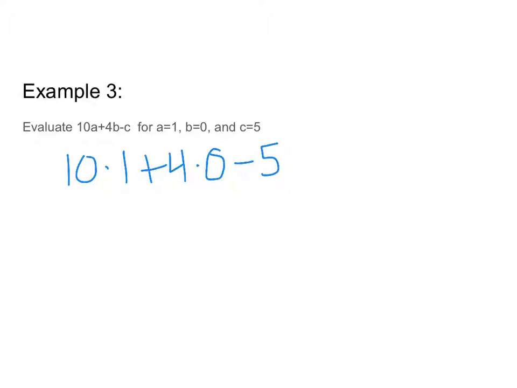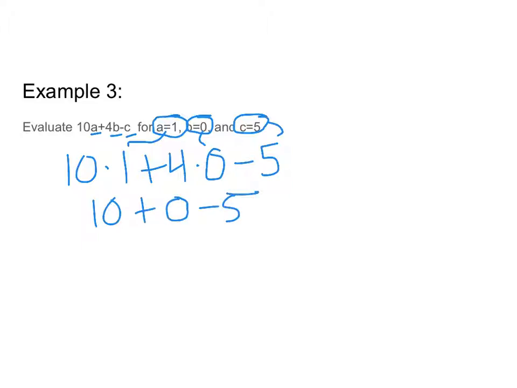So this example was a little bit different because there were 3 different variables, A, B, and C. So anytime there was an A, I put in a 1. Anytime there was a B, I put in a 0. Anytime there was a C, I put in a 5. So that gives me 4 times 0 is 0. That gives me a total of 5.